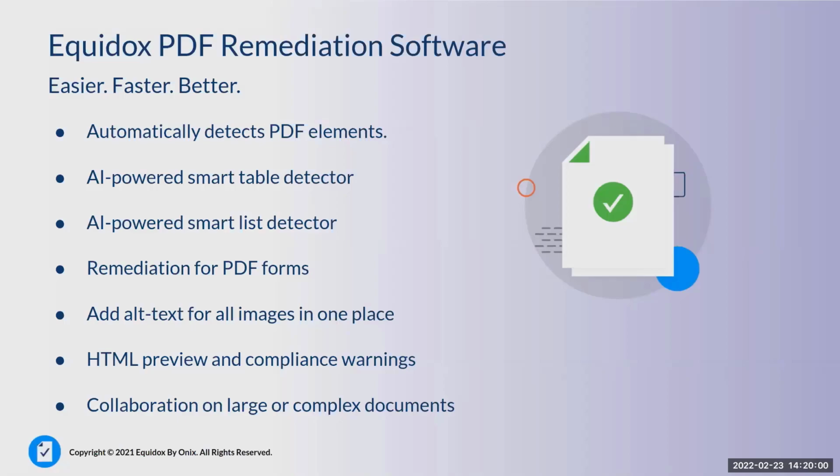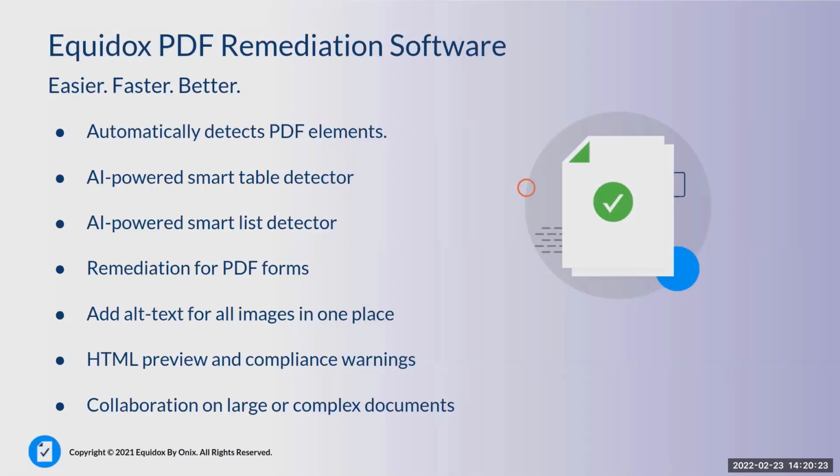You're also able to collaborate on large and complex documents. Because of the way that we work with the PDF, we're able to interact with individual pages. And Equidox being a web-based application, you can have multiple people working together on a document. They don't have to be hunched over the same computer together. They can be in totally separate areas. They can be at home or at the library. It doesn't matter. They can be working from anywhere.